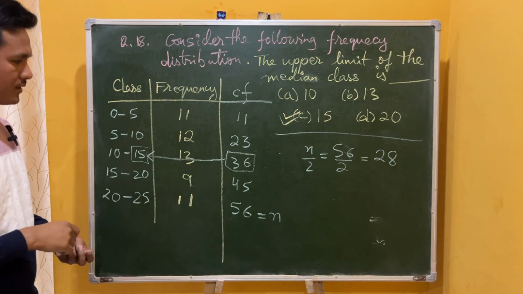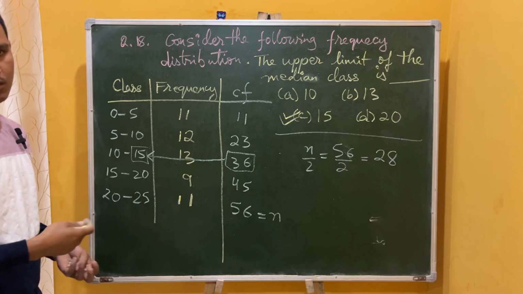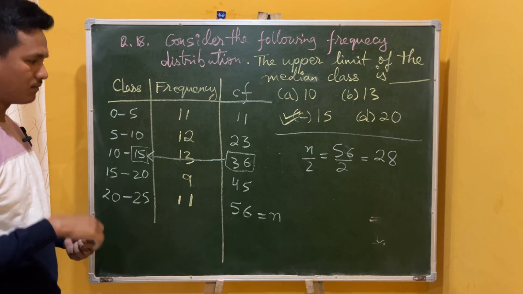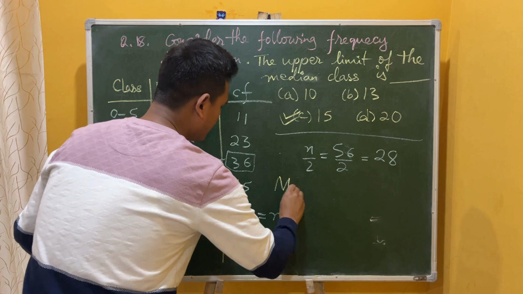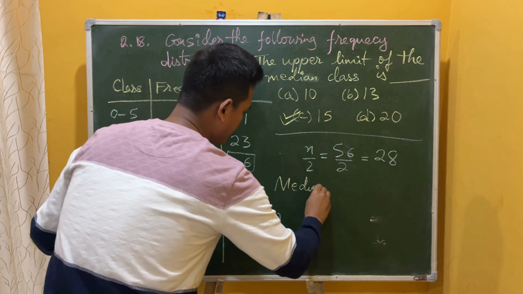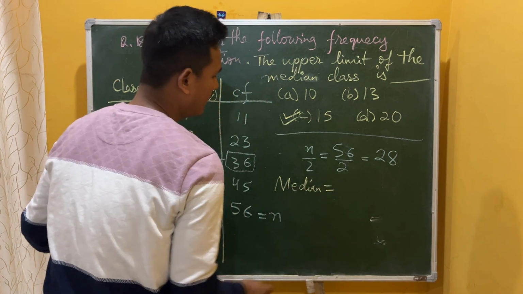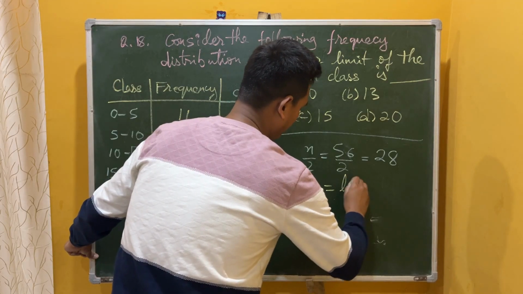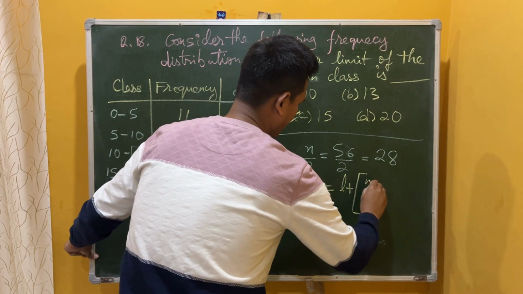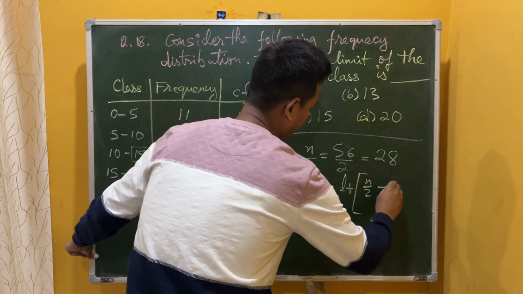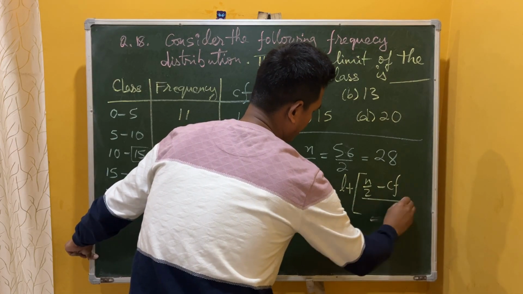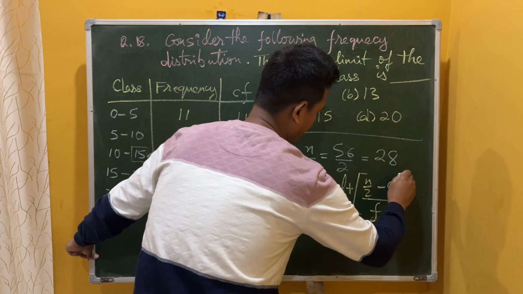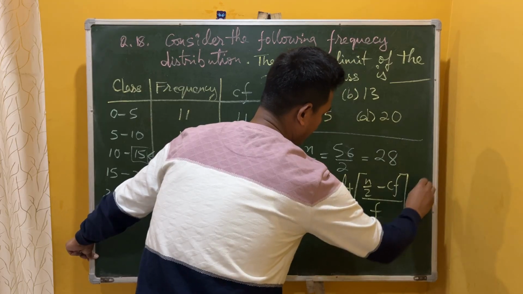One more extra piece of information: if you had to find the median, how would you do it? What is the formula for finding the median? The median is given by L plus (n by 2 minus Cf) upon F, into h.